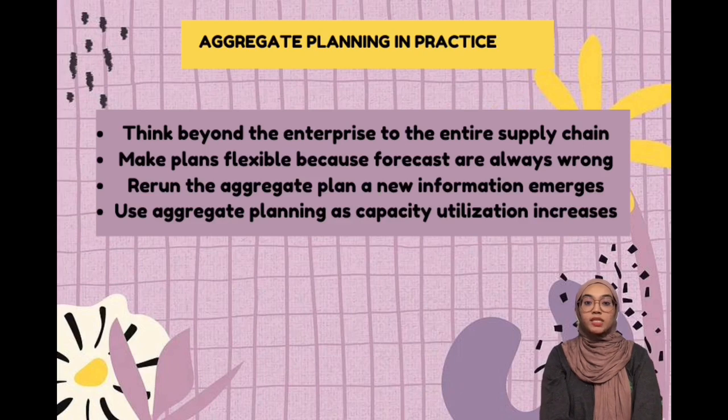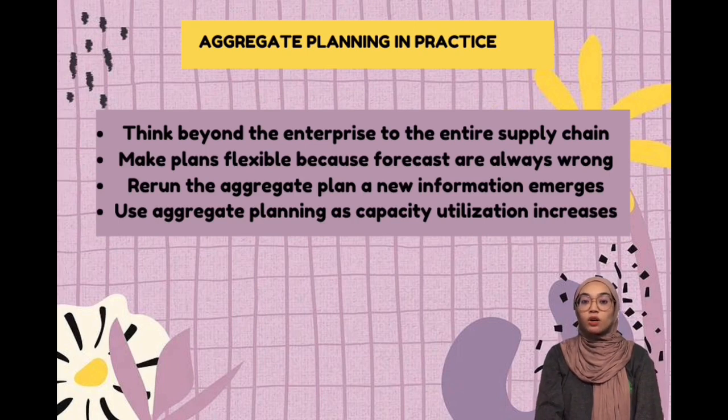Aggregate planning is an iterative process, and it's important to rerun the plan as new information becomes available. This includes updates on demand, market conditions, or changes in the supply chain. Regularly revisiting and adjusting the aggregate plans allows organizations to stay aligned with the dynamic nature of the business environment, making informed decisions based on the most current data.